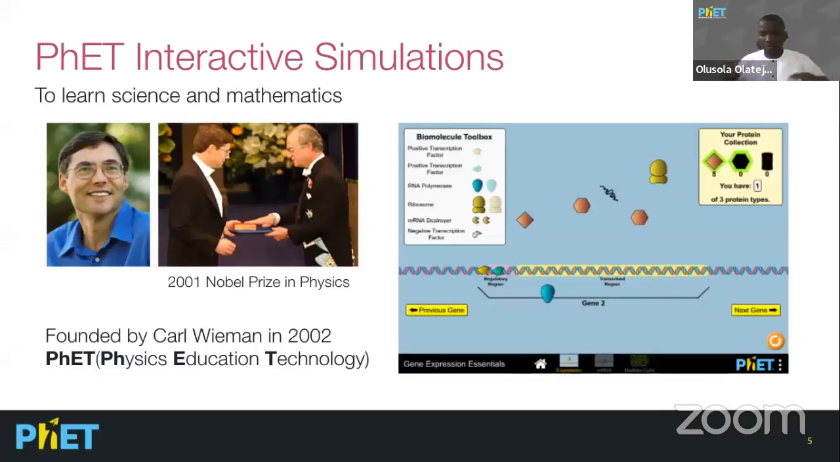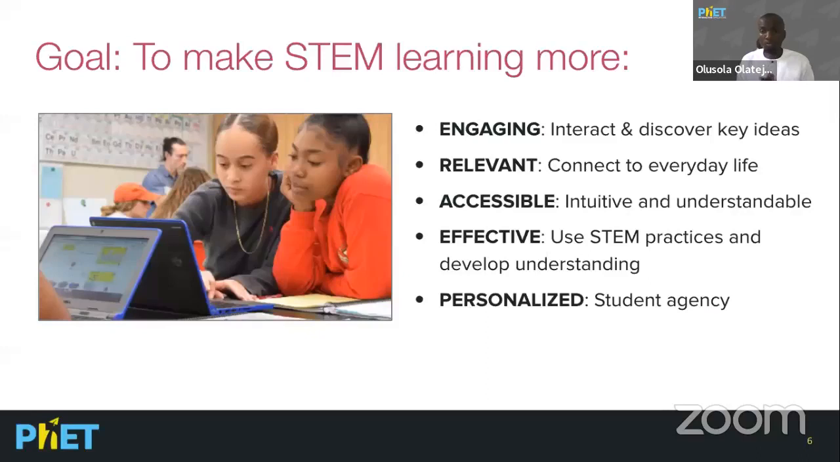So a lot of the things that perhaps cause cognitive load and a couple of other challenges that are obstacles to learning science, the sims definitely address. And today, that's some of the things we're going to be considering. The goal of the PhET project is basically to make science learning more engaging by allowing students to interact and discover key ideas around some of the concepts they're being introduced to. Also, make it relevant and connect all the concepts and what they are learning to everyday life, so everything is relatable and within the context that they find themselves.